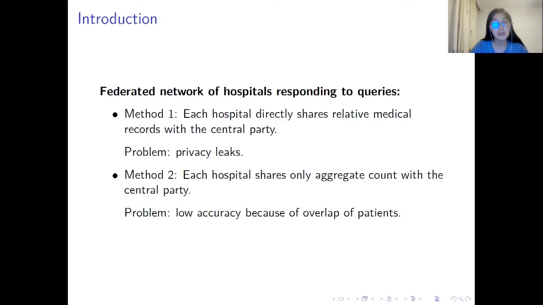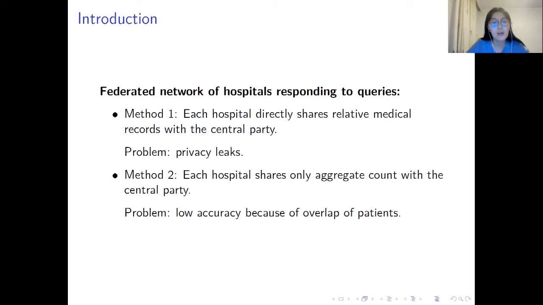And method two is that each hospital shares only an aggregate with the central party. So this aggregate will be the number of patients with diabetes in our case. So maybe the first hospital will share the number 1,000, and the second hospital will share the number 500. And the central party will do some statistics and count numbers to estimate the number of patients with diabetes.